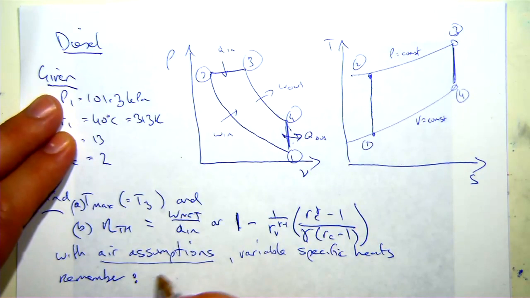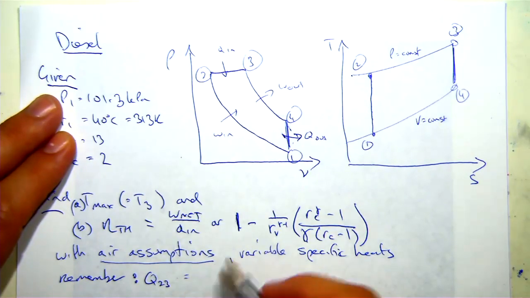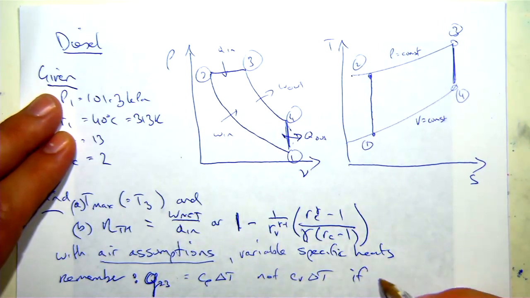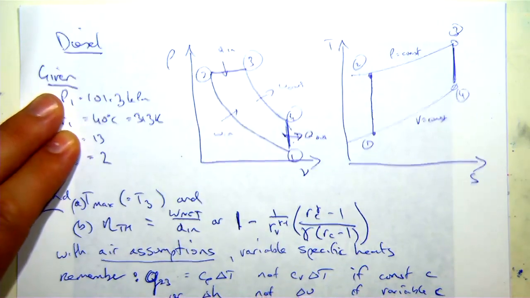Remember that little q23 is going to be Cp delta T, not Cv delta T, if I was using constant specific heats, or is going to be delta H, not delta U, if variable specific heats. Okay?